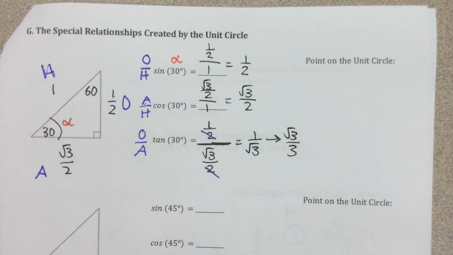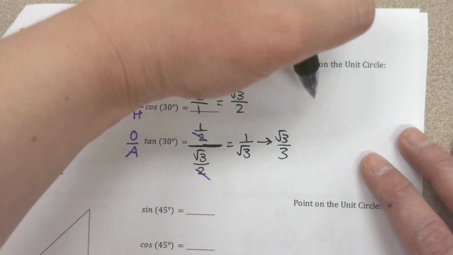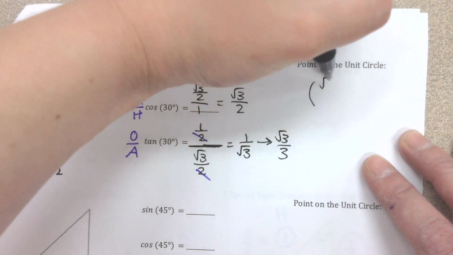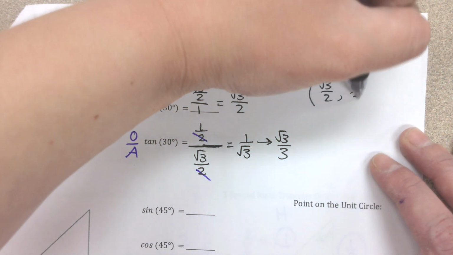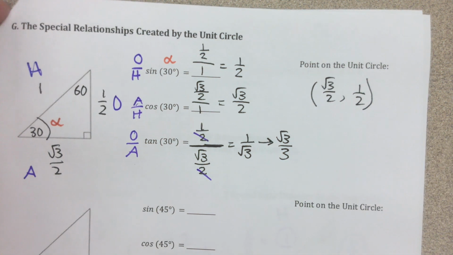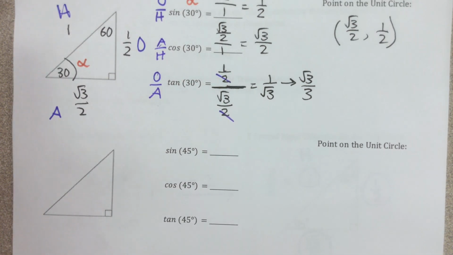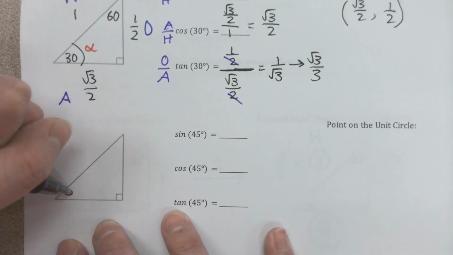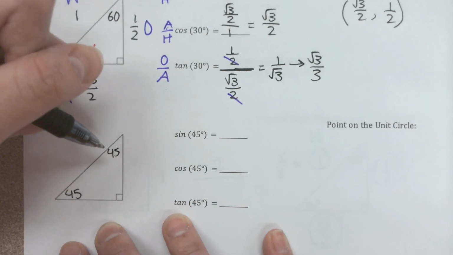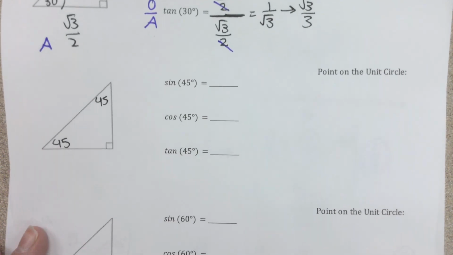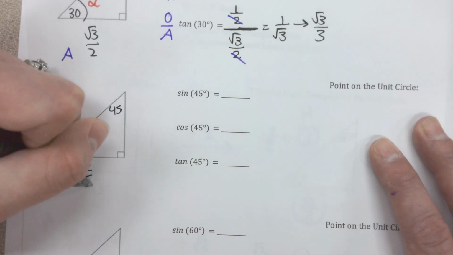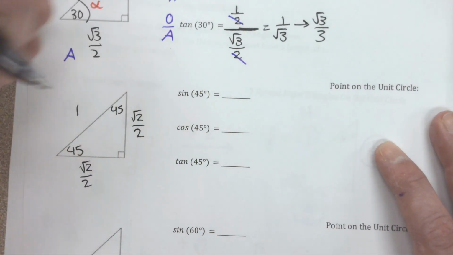If you're paying attention, this is where you're going to pick up on a connection. The point on the circle at 30 degrees is rad 3 over 2, 1/2. If you see it, don't say it yet. We'll get to that in a moment. Let's quickly do that for the last two triangles. 45, 45, 90. Sides 1, rad 2 over 2, rad 2 over 2.